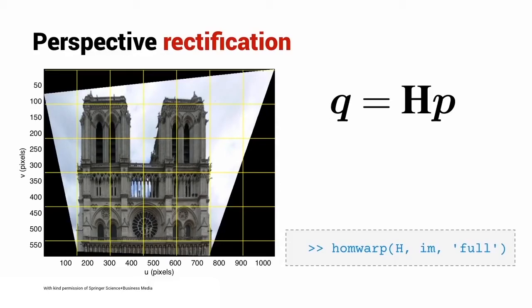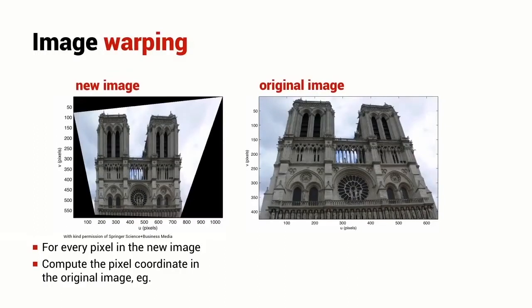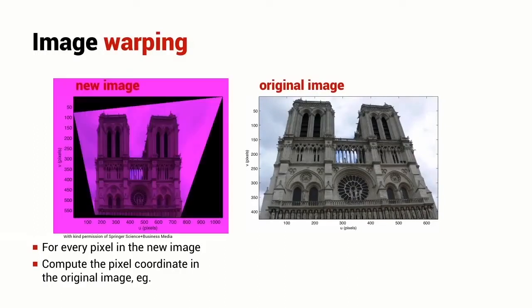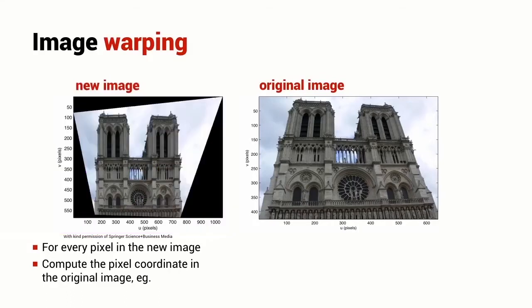And we perform that by a process known as image warping. To do image warping, we consider every single pixel in the output image. The output image in this case is the geometrically correct, rectified image of the cathedral. To illustrate this, I'm going to choose just one particular point in the output image, and it's the pixel at coordinates 600, 100.